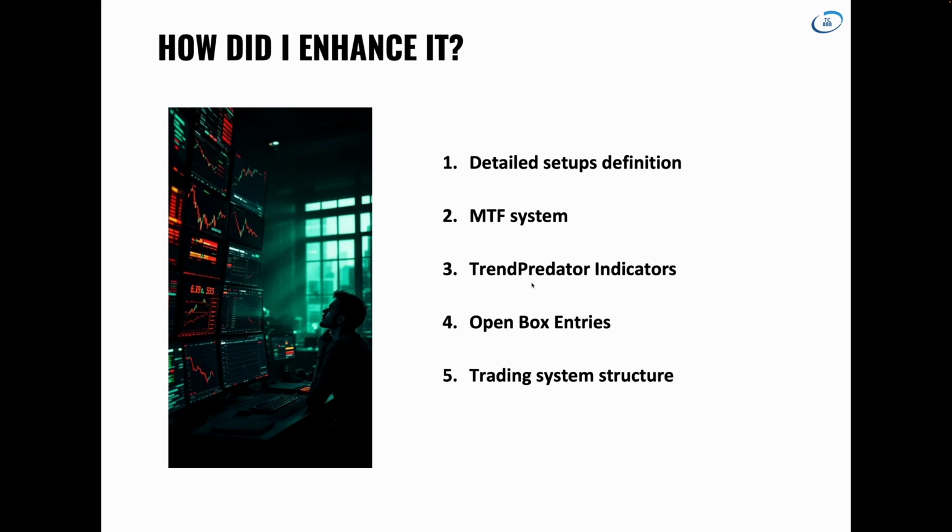Then I developed my Trend Predator indicators. There are 3 of those, one for the lower time frames to confirm entries, and one especially for the setups. Trend Predator Pro reads the bias across all time frames and indicates the context and the specific setups where you then look for specific entries.